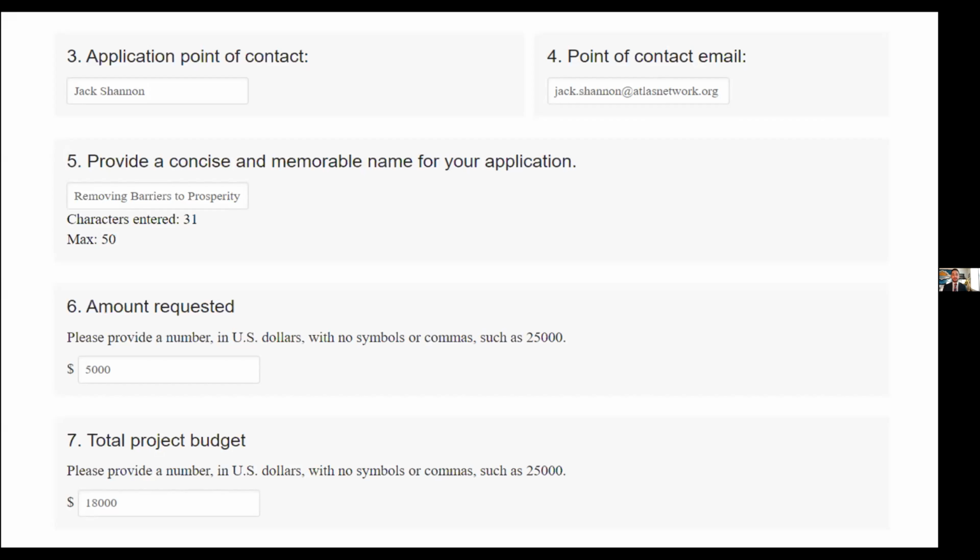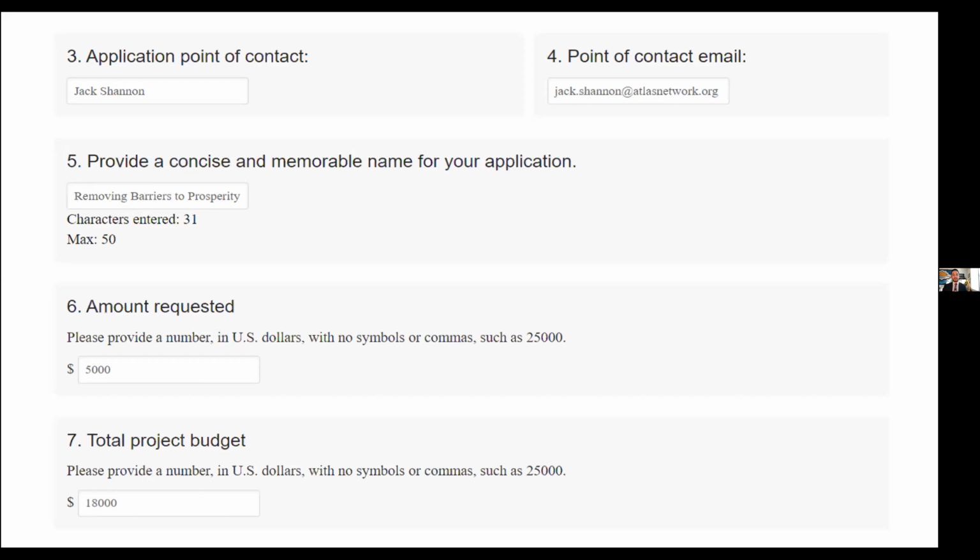Providing a concise and memorable name for your application. Here, my clever name for my imaginary project is Removing Barriers to Prosperity. This should be a very short phrase, something that helps us to remember what your project is. It should be quick and descriptive. No pressure here, but make sure that it's something that we're going to remember and that will summarize the project in an elevator pitch format.